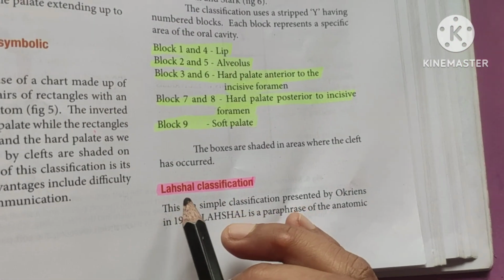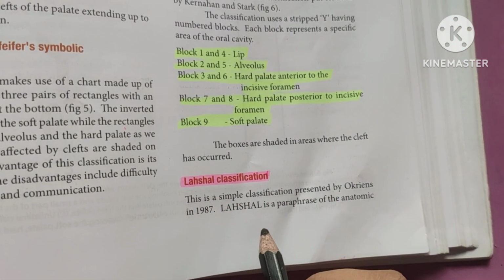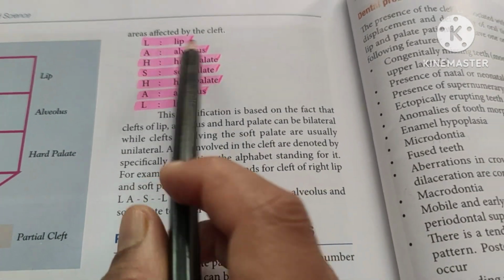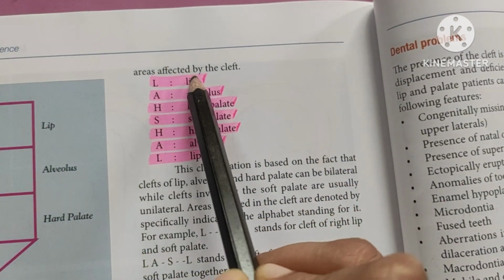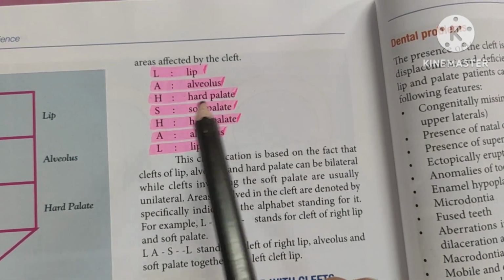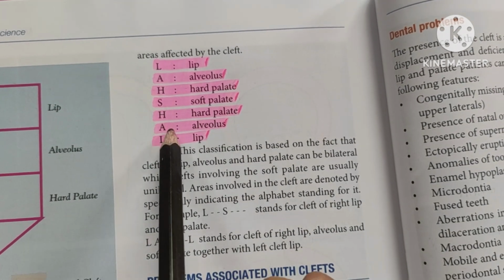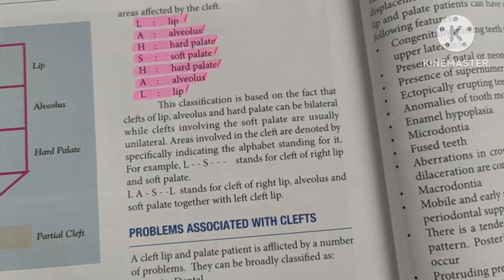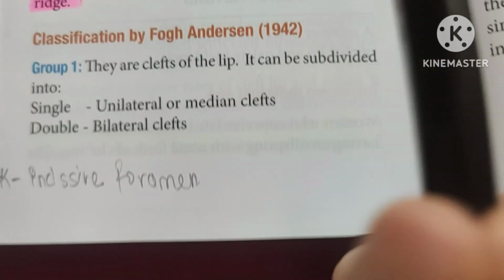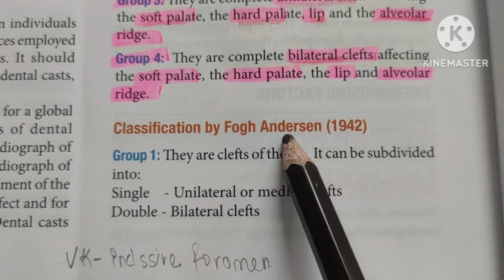Now next classification is the Lahshal classification, according to the Lahshal paraphrase. L means lip, A means alveolus, H means hard palate, S means soft palate, H hard palate, A alveolus, and L means lip.